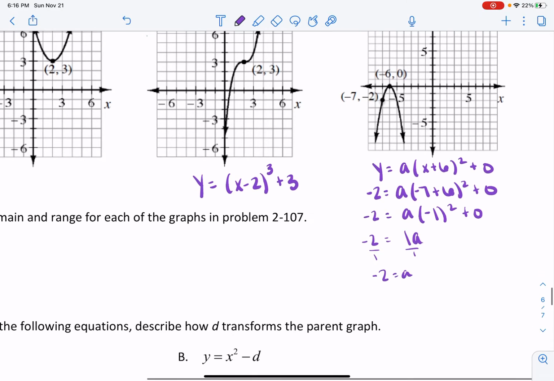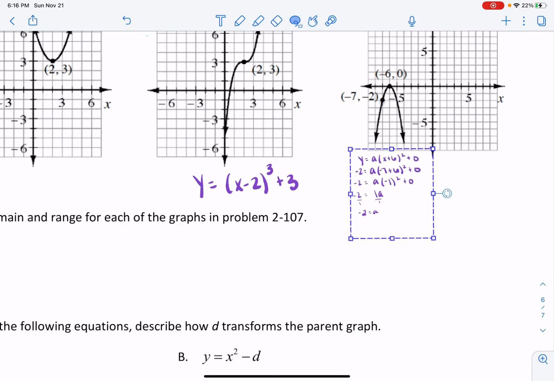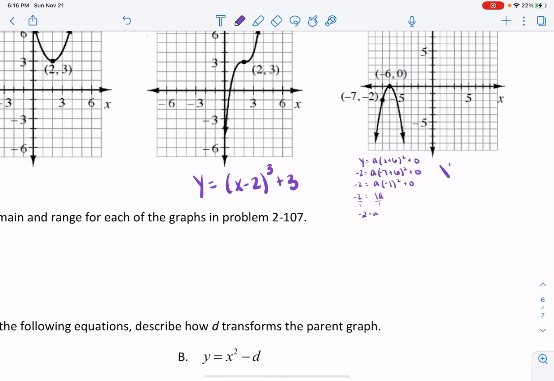All right. So I'll make a better 2 here for everybody. Let me make this a little smaller. And then we can go ahead and write our final equation now that we know a. So y equals negative 2 times (x plus 6) squared.